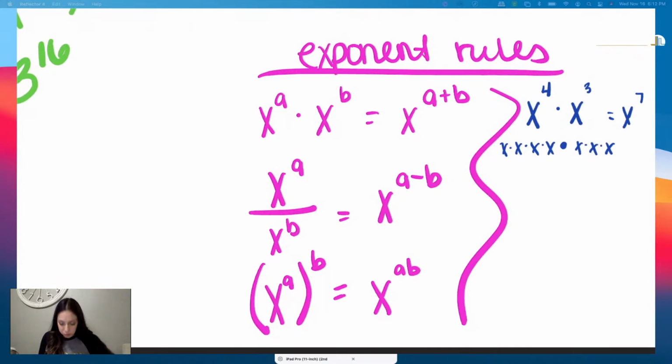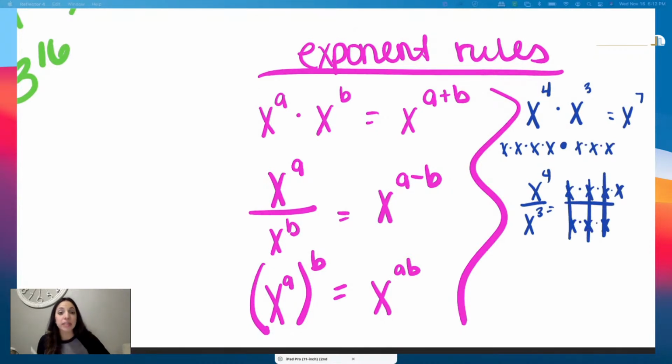X to the a minus b is the same concept. If I have x to the 4th divided by x to the 3rd, that is x times x times x times x divided by x times x times x. Well, when I divide something by itself, it equals 1. So this ends up just equaling x. 4 minus 3 is 1.